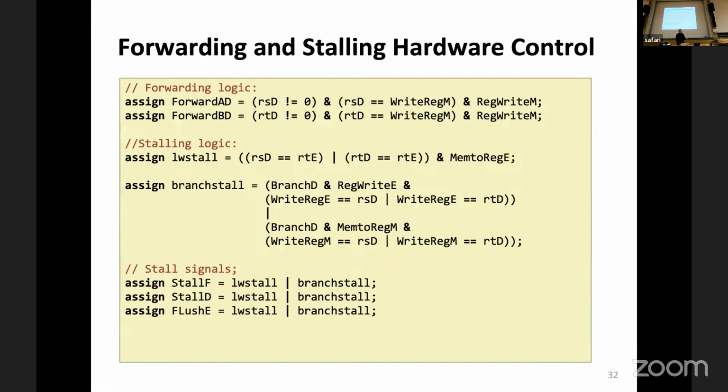And this is how we can implement forwarding and stalling hardware control. I'm not gonna go over these codes in detail, but overall you have forwarding logic that decides what to forward or when to forward. And also you need to have some stalling logic that realizes when we want to stall. And then you have stall signals, which are calculated based on these two signals.